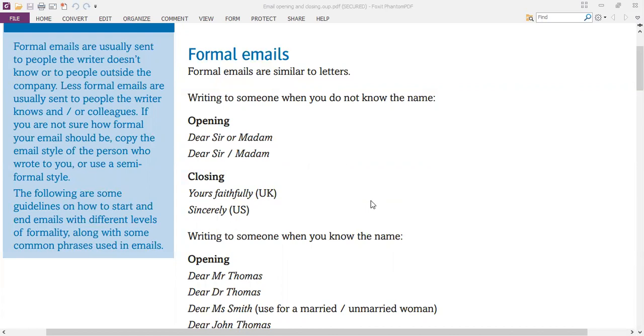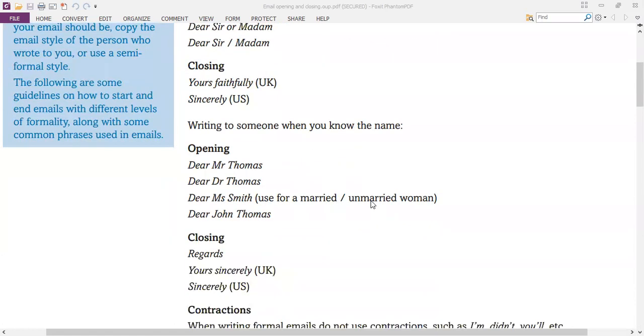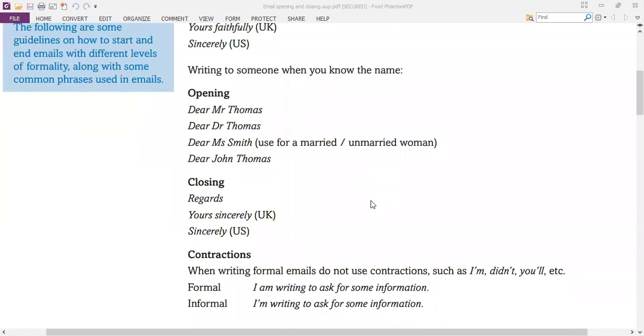And if you write to someone when you know the name of the person, so the opening should be, dear Mr. Thomas, and dear Dr. Thomas, or dear Ms. Smith, which is used for a married or unmarried woman when you are unsure about their marital status, or dear John Thomas. It is also suggested for formal emails that you should not write the first name of the person, instead write the last name of the person.